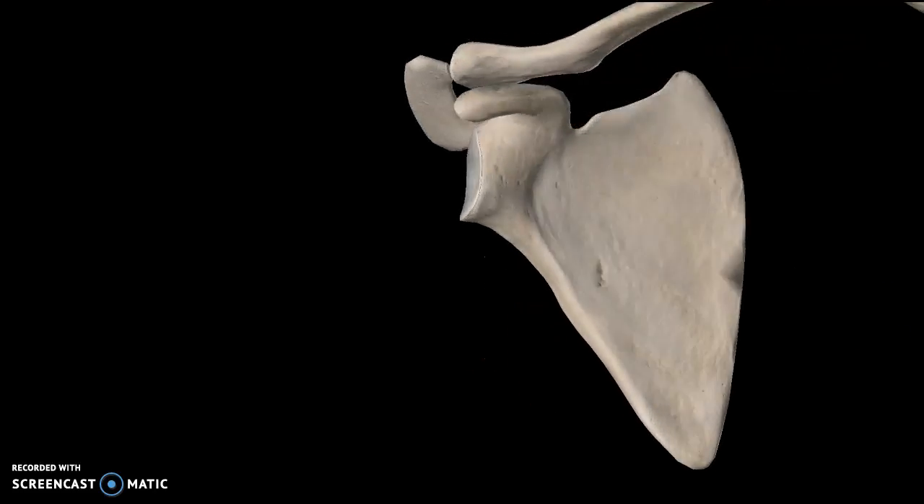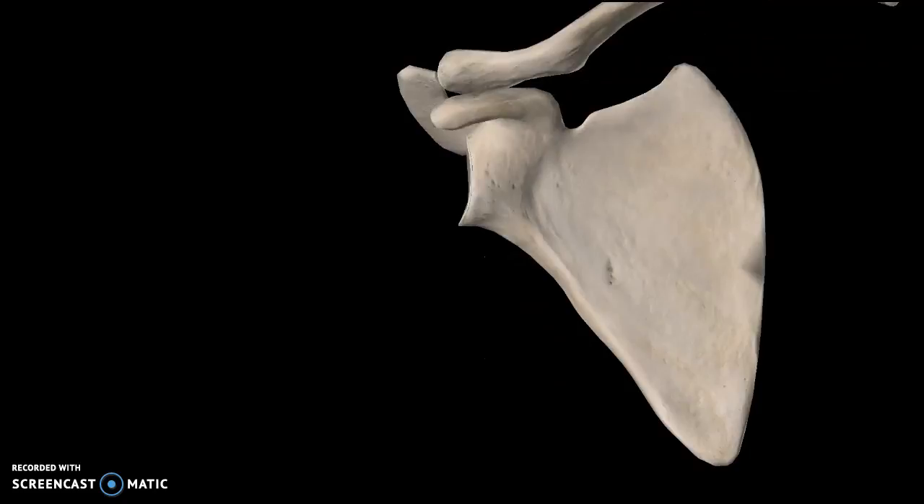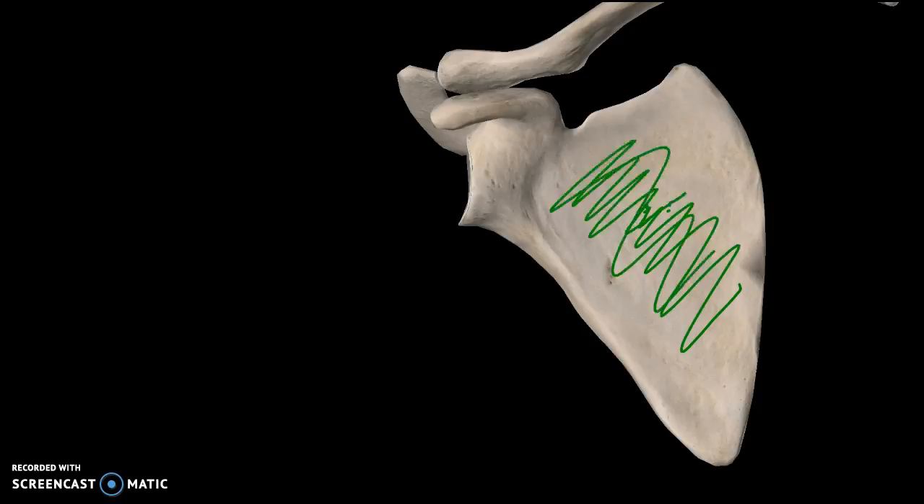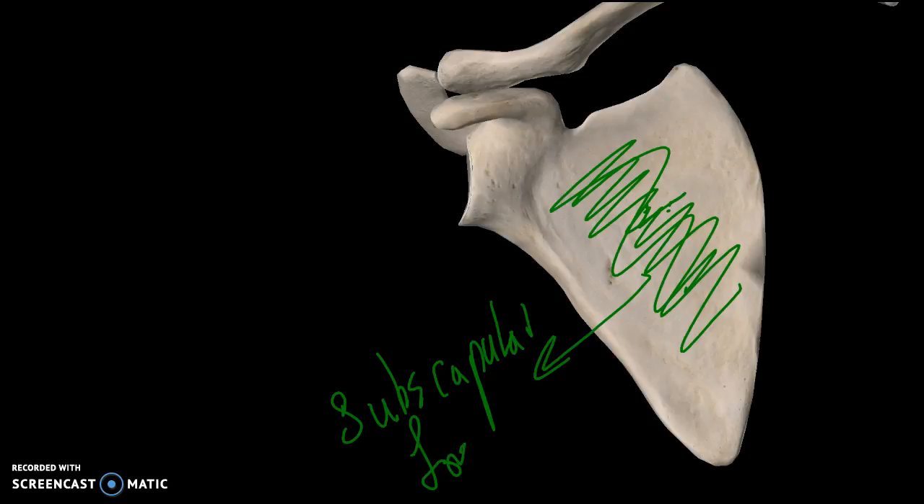Now, rotating the structure a bit, you'll see this little notch here, which is known as the subscapular notch. And since we're talking about subscapular, we can also talk about the subscapular fossa, which is the structure here. And again, this is the subscapular notch. So that's the notch, and that's the fossa.